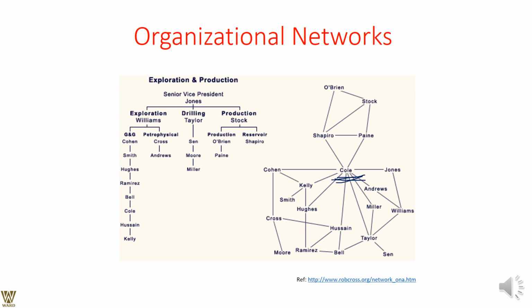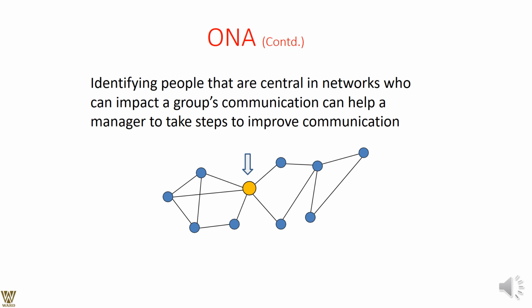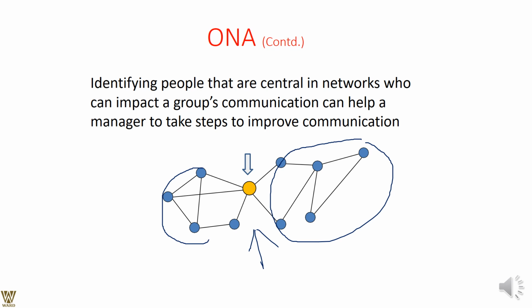These are the people where a lot of work and a lot of influence can be exerted. So identify people that are central in the network who can impact a group's communication, and help our managers take steps to improve communication. This is what is shown in this particular graph, where all the information has been collated. It might be circulated, but it's been reduced to only 3 or probably 4%. Even this person is isolated as such.